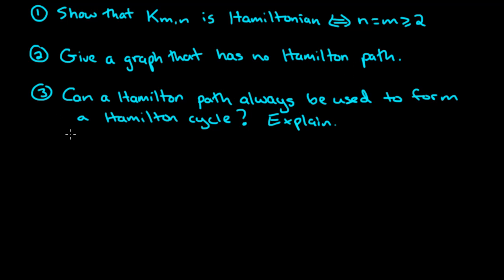Now, the third problem is similar to what we discussed. We said that if we have a Hamilton cycle, we can remove one of the edges. So we have some Hamilton cycle, and then this might be like the last edge right here. If we remove it, we're left with a Hamilton path. Can the reverse be done? Can a Hamilton path always be used to form a Hamilton cycle? Please explain your answer. If you think yes, then give a proof for why. And if you think no, then give an example of a graph which actually has a Hamilton path but does not have a Hamilton cycle. Those 3 problems are fairly straightforward, and I'll provide the solutions in another video.